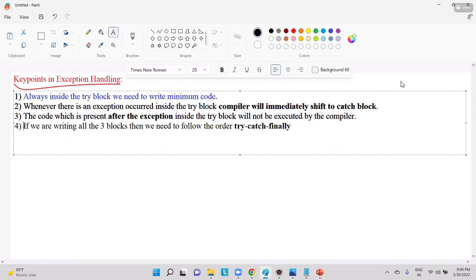So here you need to concentrate on the word if. Sir, what do you mean by if? Are you saying that we can write only 2 blocks? Are you saying that it is not mandatory to write all the 3 blocks? Yes. Guys, did you understand this 4th point?